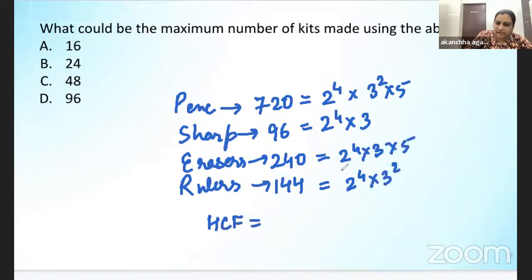So HCF is only the common factors. So we'll take 2 and 3 only because 5 is missing in this and this. And the lowest power. So lowest power of 2 is 4 and lowest power of 3 is 1. So the answer is 48. That is option C. Very well answered.